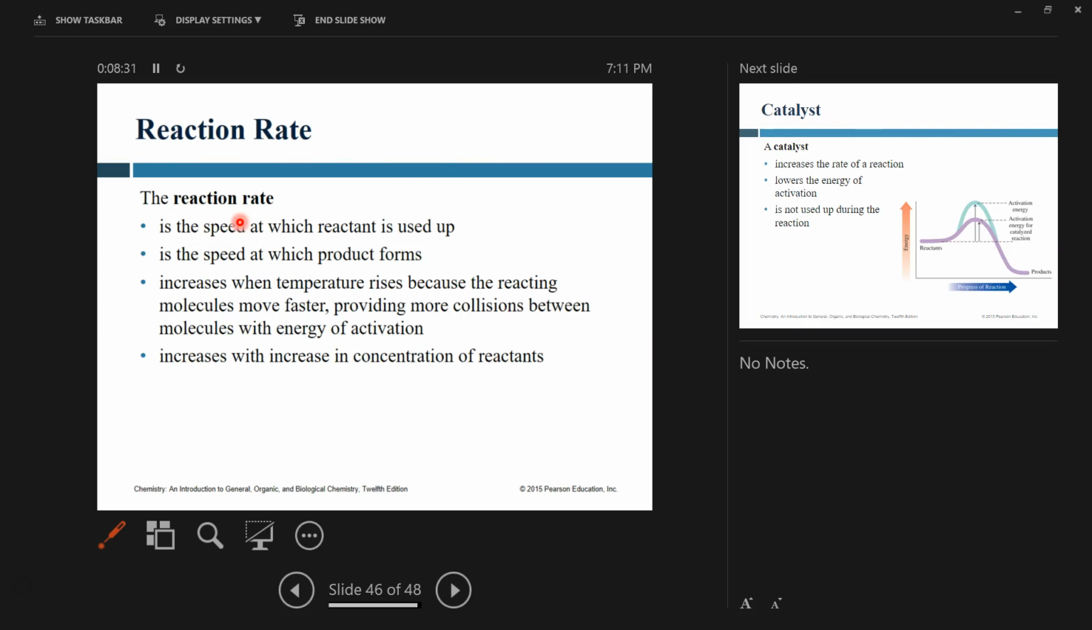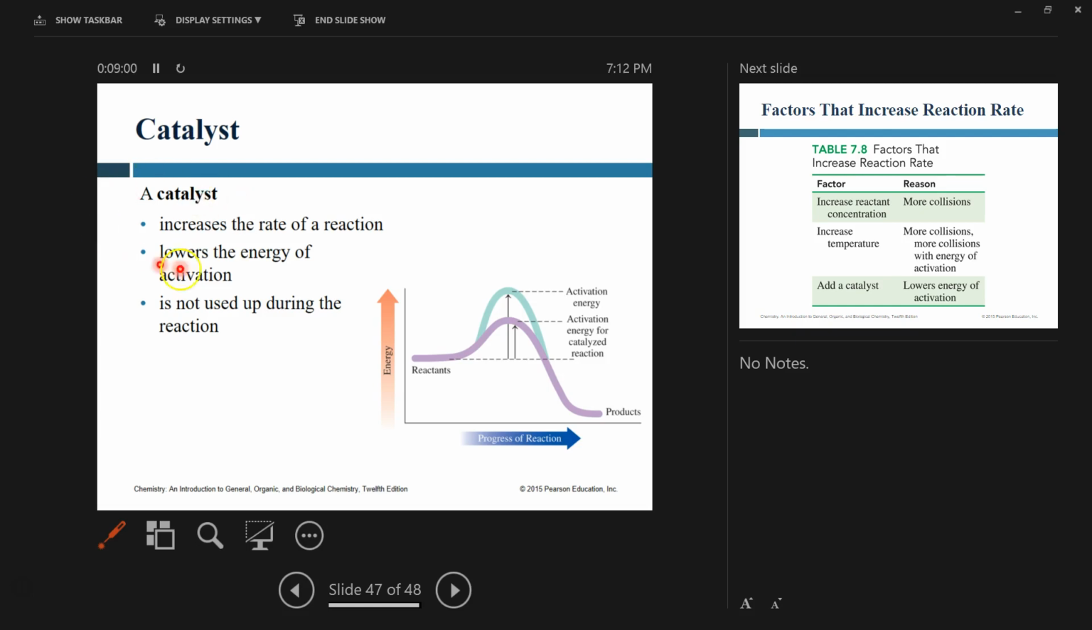Does that make sense? If you increase the concentration of reactants, the reaction will go faster as well. Which also makes perfect sense, because when you have more reactants, the concentration of molecules is higher, which means they will collide more frequently. Does that make sense? Now, this is something that we talked about already, the catalyst, which increases the rate of the reaction by lowering the activation energy.